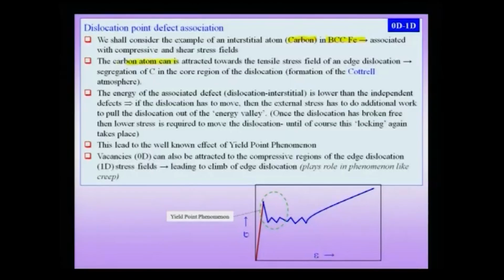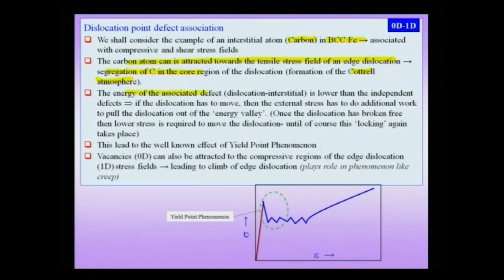The carbon atom is attracted towards the tensile stress field of the edge dislocation and can lead to a segregation of carbon at the core region of the edge dislocation. This selective segregation at the core of an edge dislocation is called the formation of the Cottrell atmosphere, and this has important consequences as shown in the figure below.